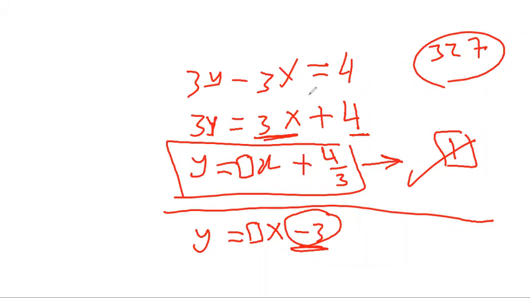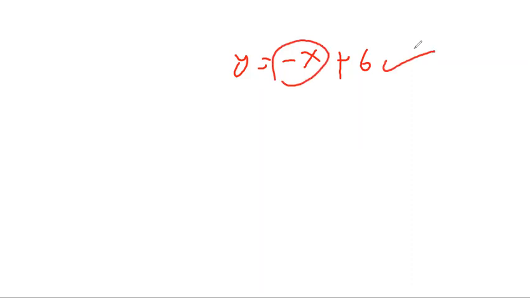We are on page number 327. Question number 2. A straight line has equation y equals negative x plus 6. Which of the following lines is or are parallel to it? So he's asking me about a straight line with gradient of what? With gradient -1, because the gradient of this straight line is -1. So which of these straight lines has the gradient -1?